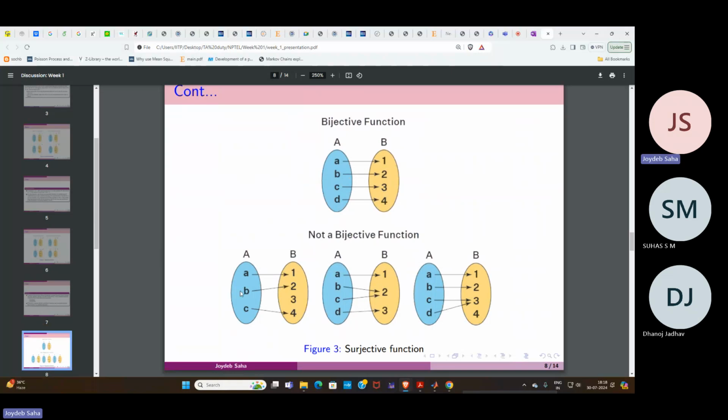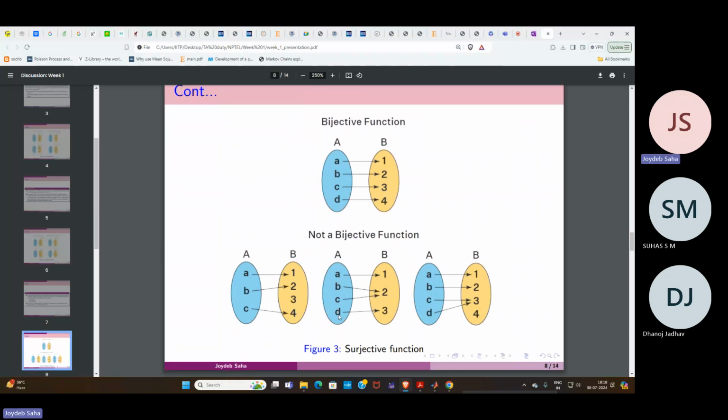But what about these three? A is mapped with 1, B is mapped with 2, C is mapped with 4. 3 is left over, right? So if there is any leftover element in set B, then it will not follow the rules or properties of surjectivity. Now come to sub figure 3.